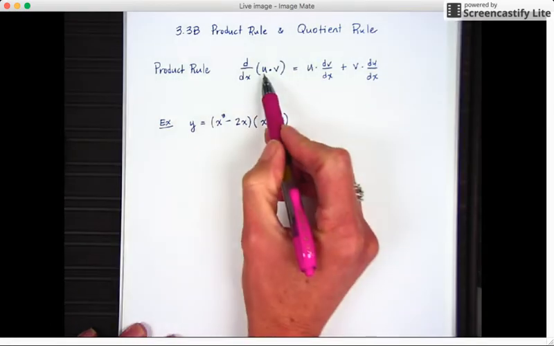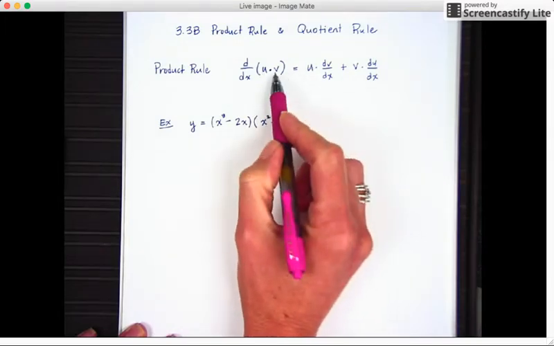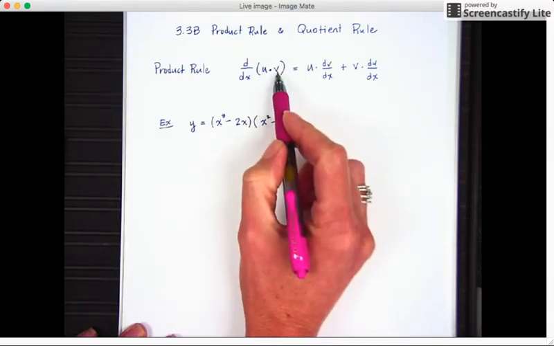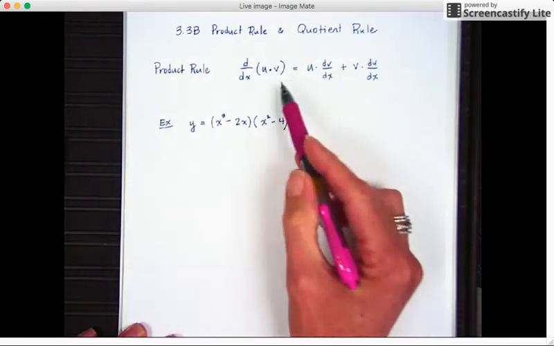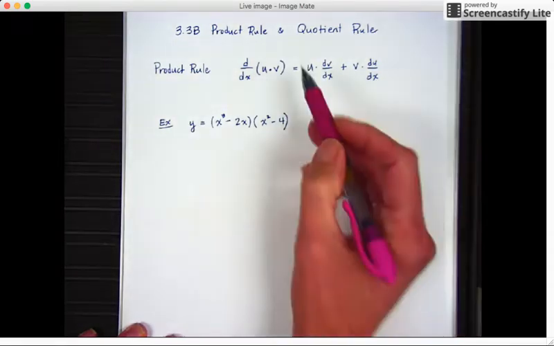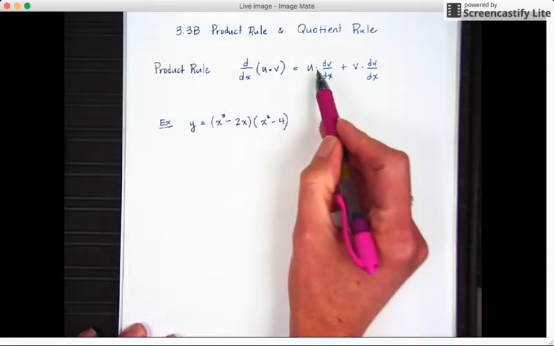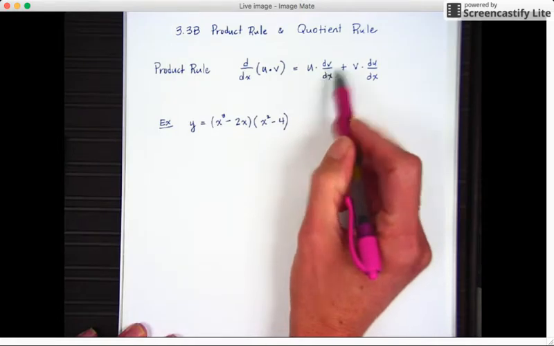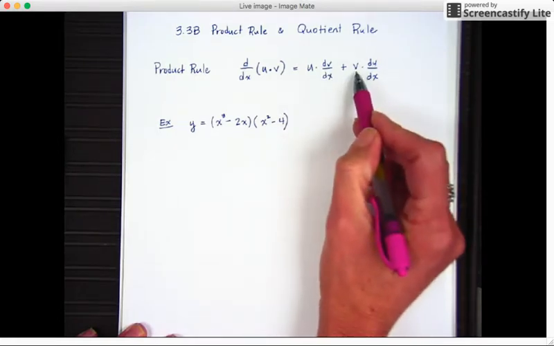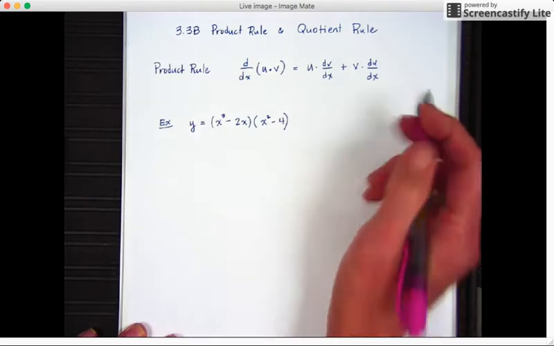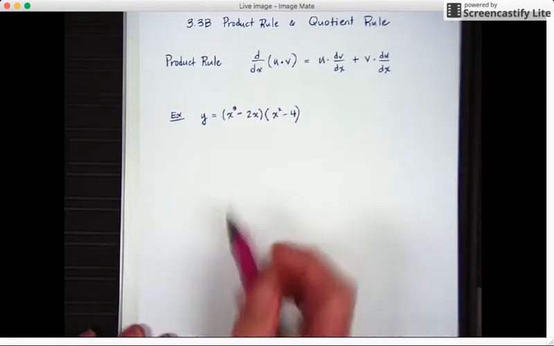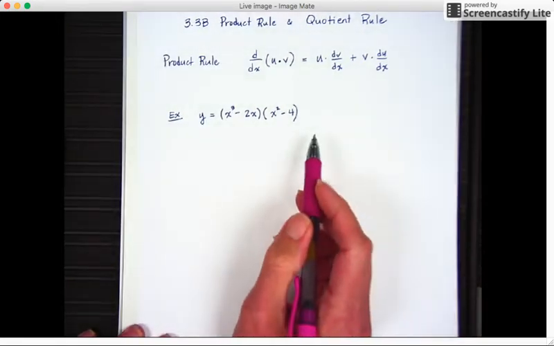So this u would represent some function of x and v would represent some other function of x that's being multiplied together. Then the derivative is the first function times the derivative of the second function plus the second function times the derivative of the first function. So in this case, here's our example.